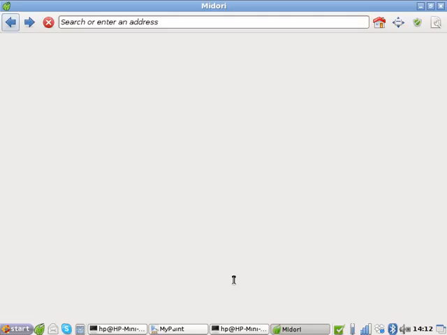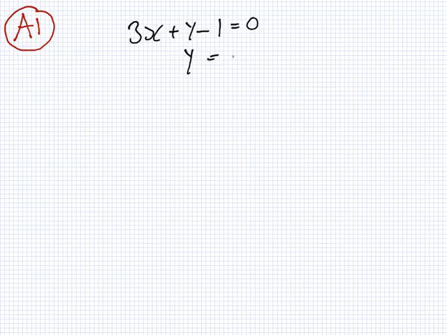Finished? Fantastic. Okay, so what was the equation of the line? y equals -3x. In the question, yeah? In the question: 3x plus y minus 1 equals 0. So you have y equals minus 3x plus 1. So m equals minus 3.